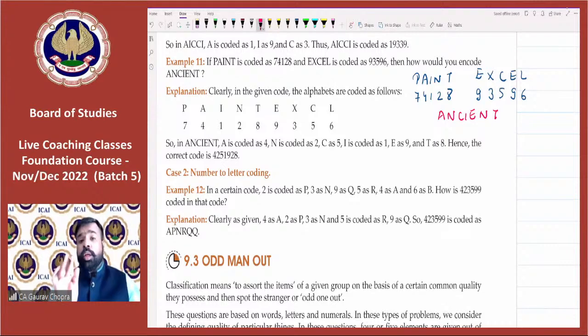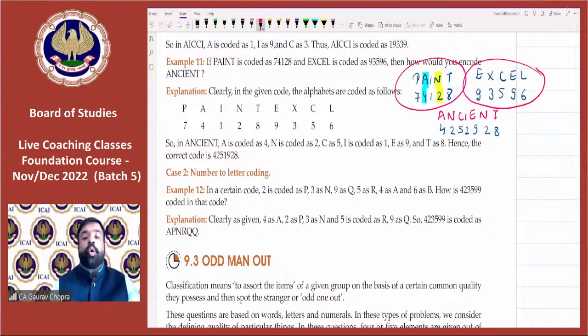So now all the codes are already given in the question. We have to extract from that. Like for A, the code already given is 4. So we can write 4 from here. N has the code of 2, so we can write 2. For C, the code is 5. For I, it is 1. For E, it is 9. N is 2 and T is 8. So from the given letters, we have to extract the codes and then write the answer. All right.